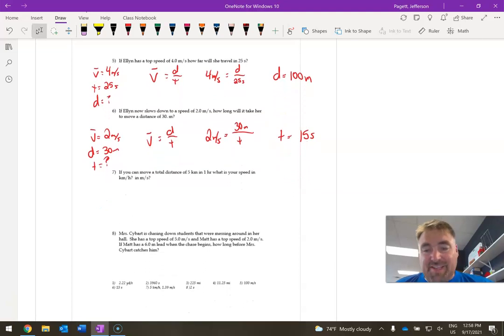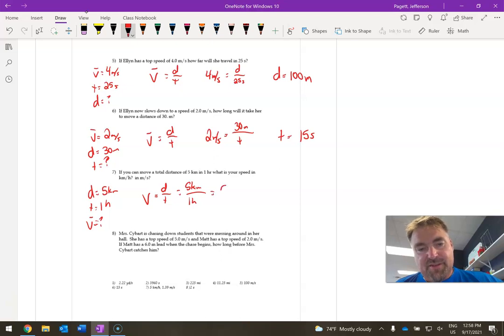Okay. Number 7 is a straight unit conversion. So we can move a total distance of 5 kilometers in 1 hour. What's your speed in kilometers per hour and in meters per second? Well, if you have your distance of 5 kilometers and you have a time of 1 hour, then your speed in kilometers per hour, well, V is equal to D over T. 5 kilometers divided by 1 hour. Yep, just that easy. 5 kilometers per hour.